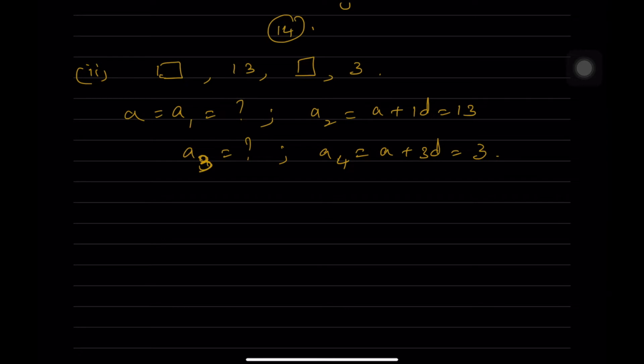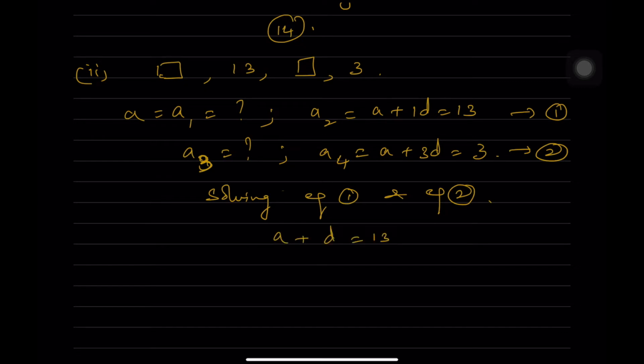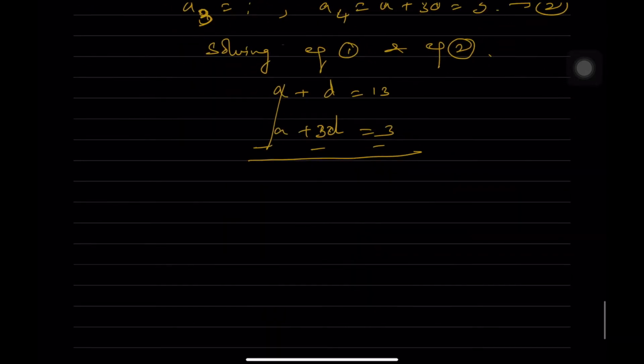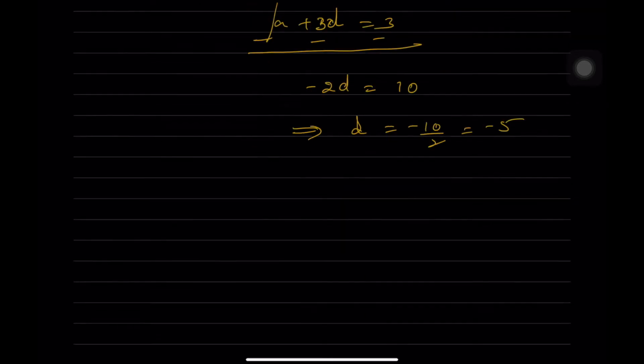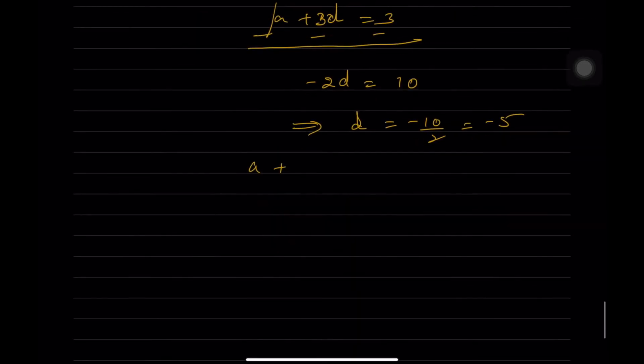So solving equation 1 and equation 2, we have a + d is equal to 13, a + 3d is equal to 3. So if you subtract these two, you are going to get d - 3d, that is -2d, is equal to 10, which implies that d is equal to -10/2, which is equal to -5.